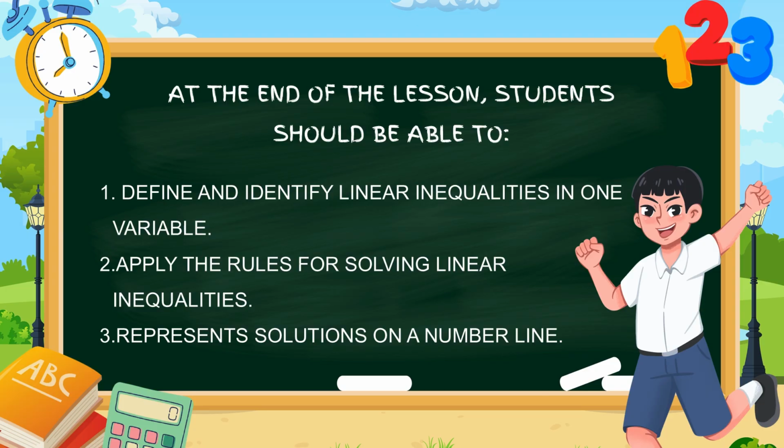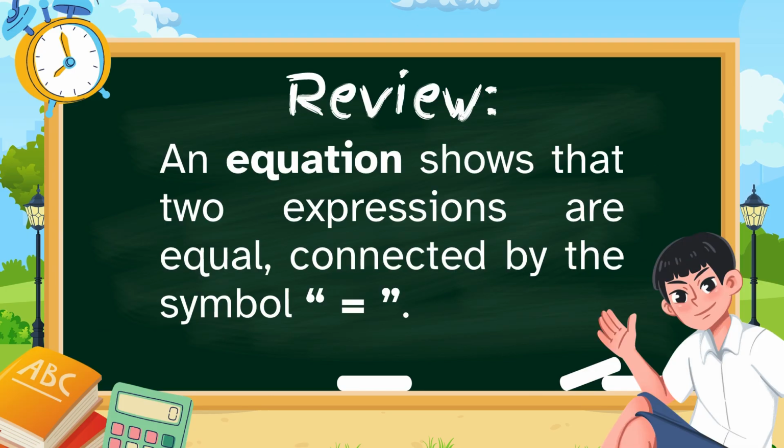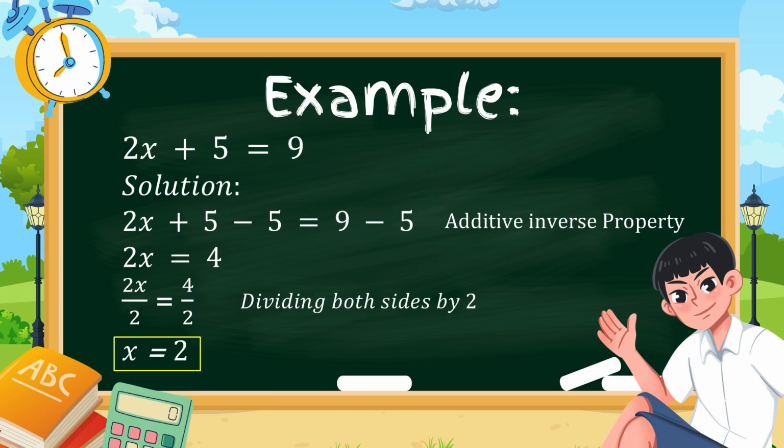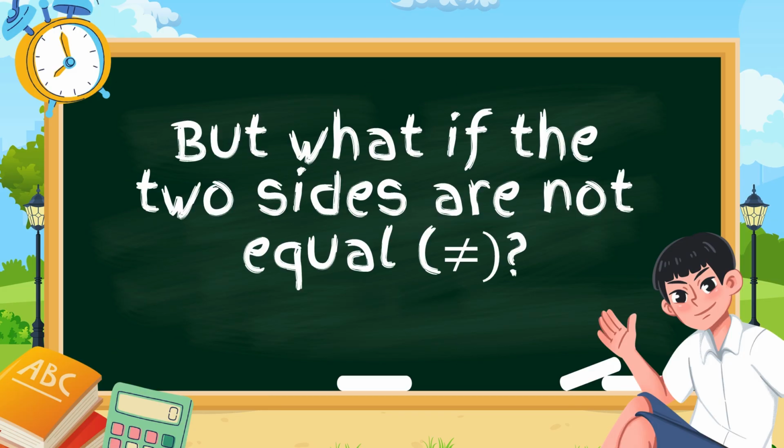Let's start with a quick review. First, remember that an equation shows that two expressions are equal, connected by the symbol equals. For example, 2x plus 5 equals 9. By using the additive inverse property, we will subtract 5 from both sides. We will get 2x equals 4. Dividing both sides by 2, we will get an answer of x equals 2. But what if the two sides are not equal? That's when we use inequalities.